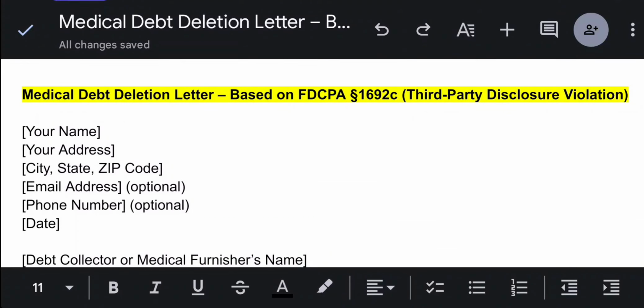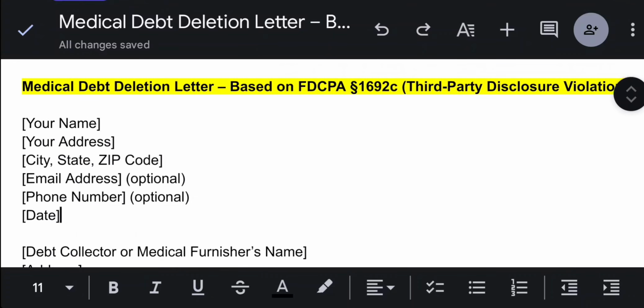They deleted my medical debt after using this letter, no phone calls. That's what you're going to be saying after you use this letter. That being said, let's dive in.